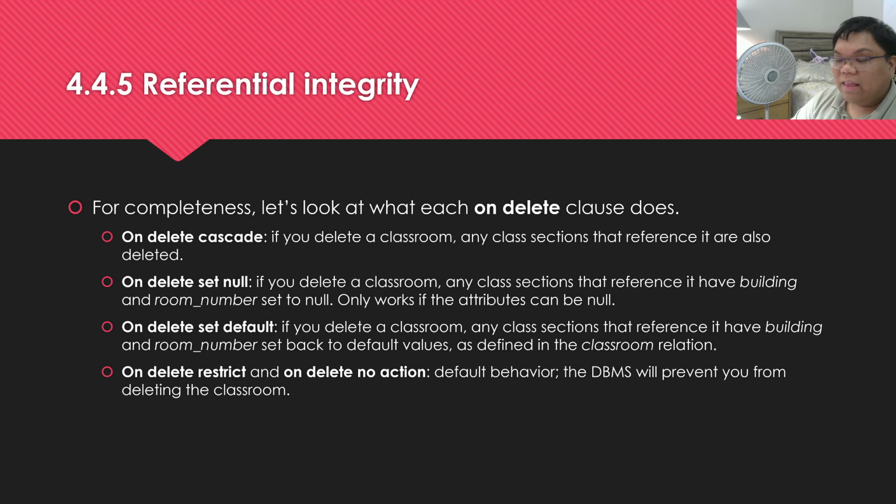OnDelete cascade: if you delete a classroom, any sections that reference it are also deleted. OnDelete set null: if you delete a classroom, any sections that reference it have building and room number set to null, which only works if those attributes can be null. OnDelete set default: if you delete a classroom, any sections that reference that classroom have building and room number set back to default values as defined in the classroom relation. And onDelete no action, that's the default behavior. You're just prevented from deleting the classroom altogether.